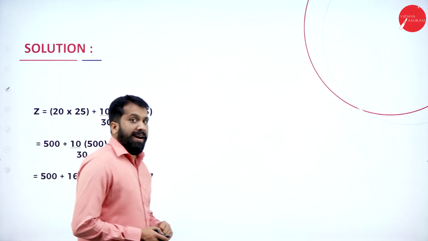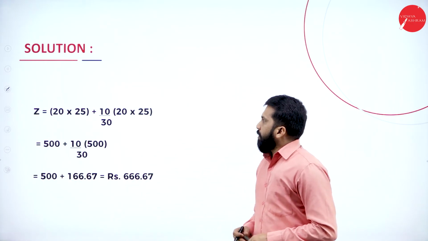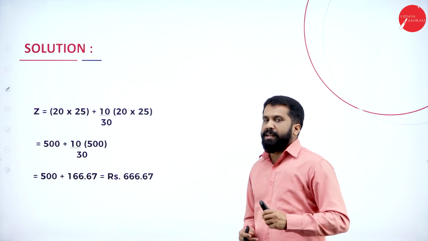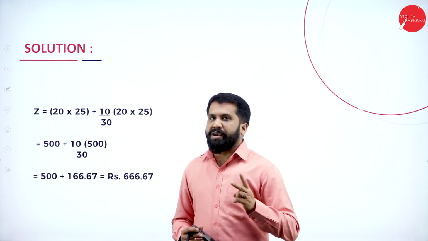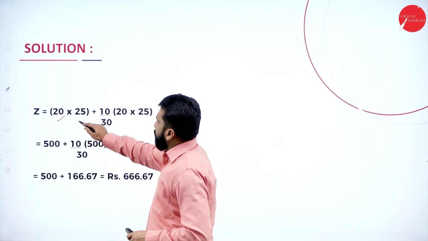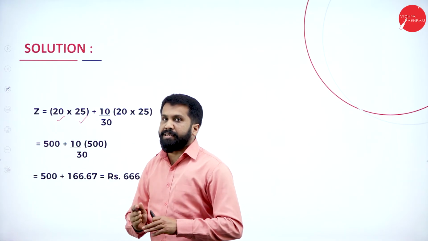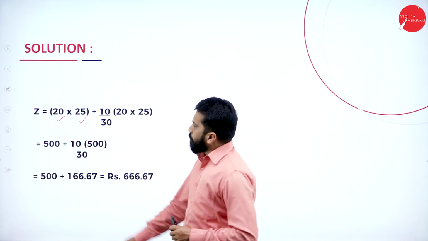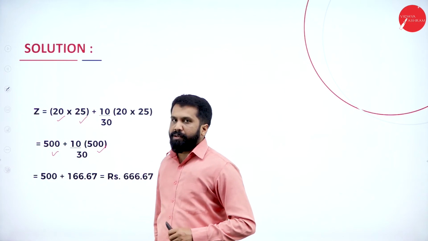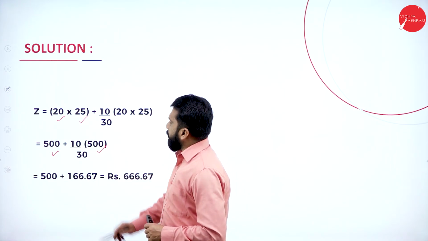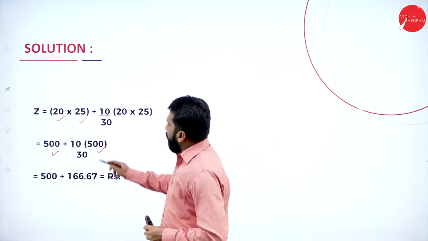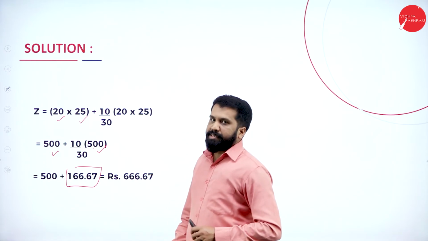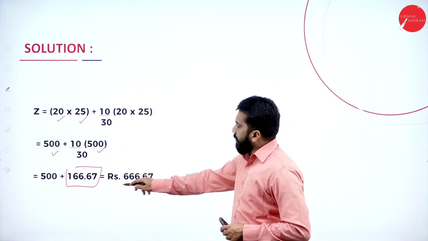Your solution part 2, the second one. Z. In this, X and Y are done. We are doing Z. How many hours did Z take? Z took 20 hours. We'll take 20 multiplied with 25, which is 500. What is the formula? 10 by 30. Multiply again: 500 into 10 by 30, you will get around 166.67. What is your answer?